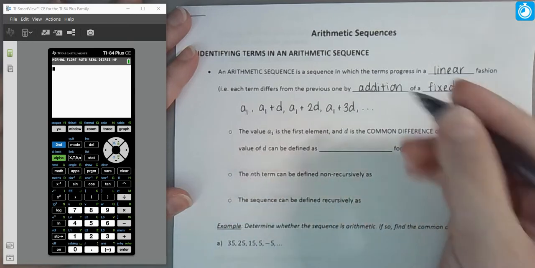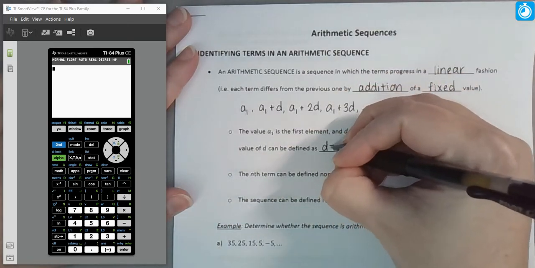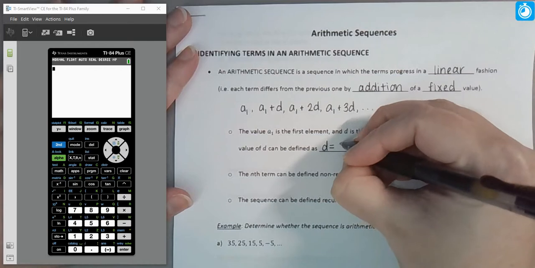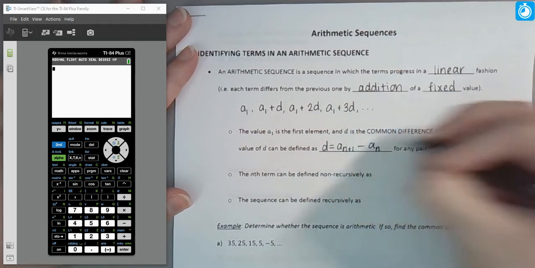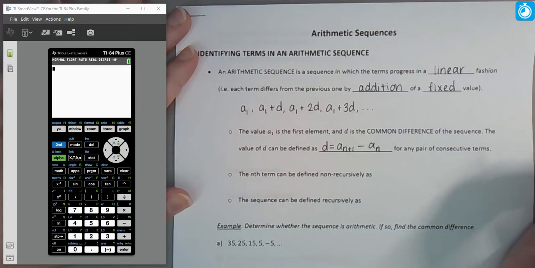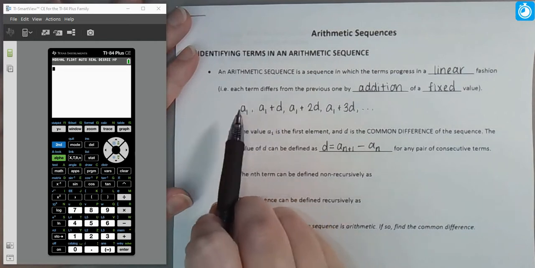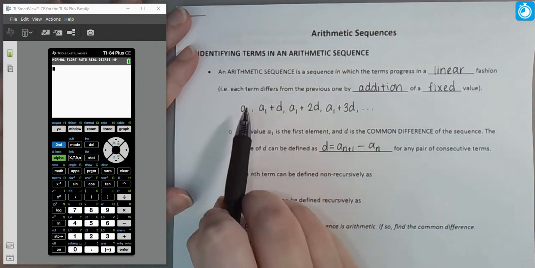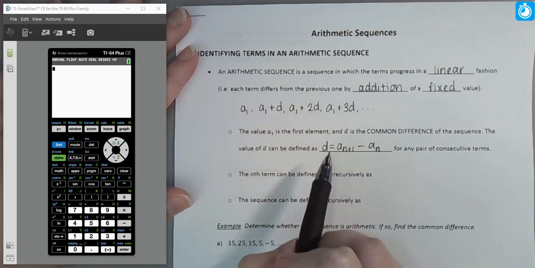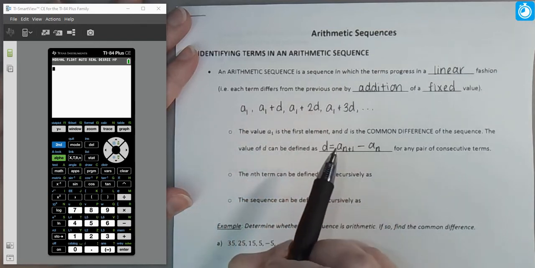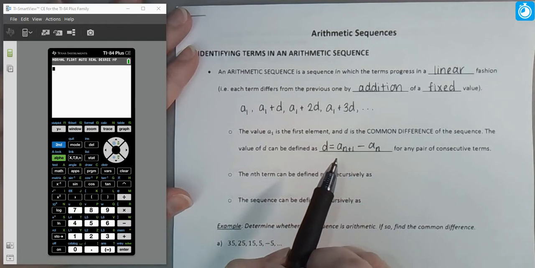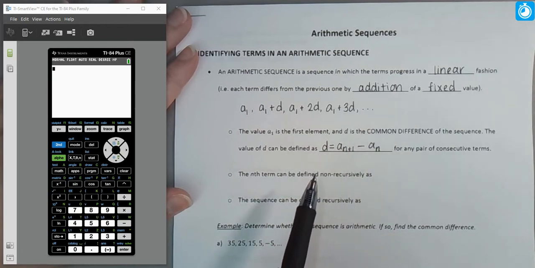So the value D can be defined as D is equal to A sub n plus 1 minus A sub n for any pair of consecutive terms. In other words, if you were to take any pair of consecutive terms and take the latter minus the former, you'll see this common difference, this value of D. The difference between any pair of successive terms, consecutive terms, is going to be the same, and this is what we define as the common difference, D.